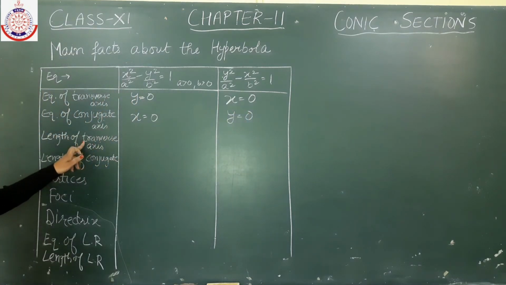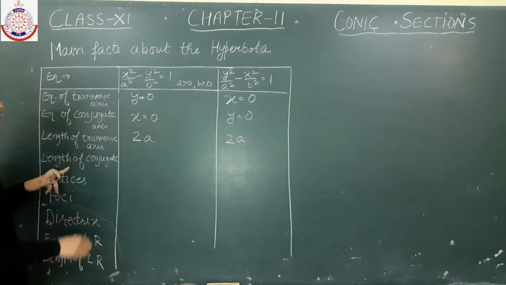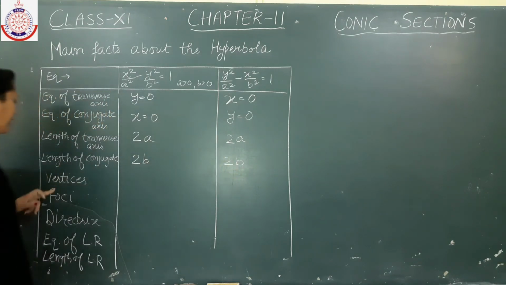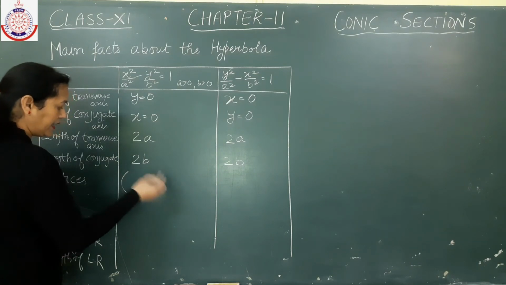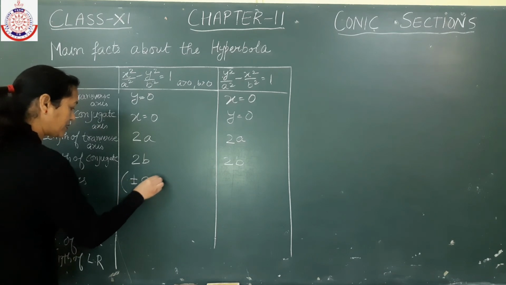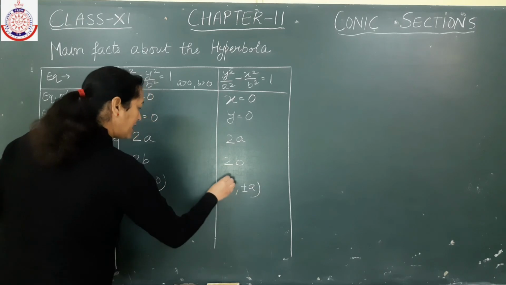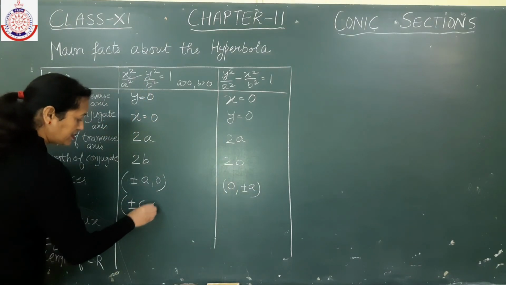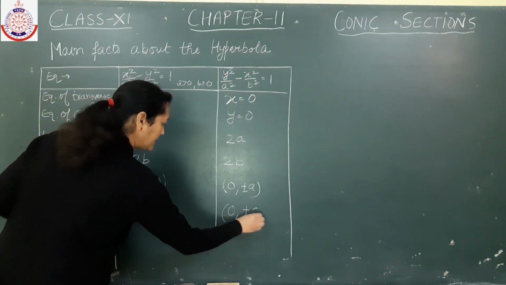Length of transverse axis is always 2a. Length of conjugate axis always 2b in both the cases. Then vertex points here were a, 0 and minus a, 0, means we can write plus minus a, 0, and here 0 and plus minus a. Focus points plus minus c, 0, and here it is 0 and plus minus c.